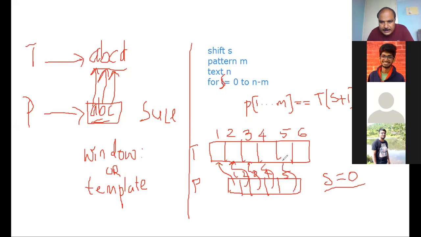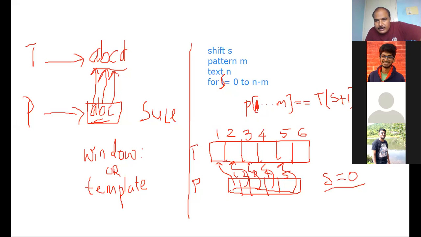Then I have to compare this, correct? So that means all the characters of M, all the characters of the pattern, are to be compared with the text. So like here, I compare this. If the first one is equal, then I compare all the other characters. So in this way, I have to complete.